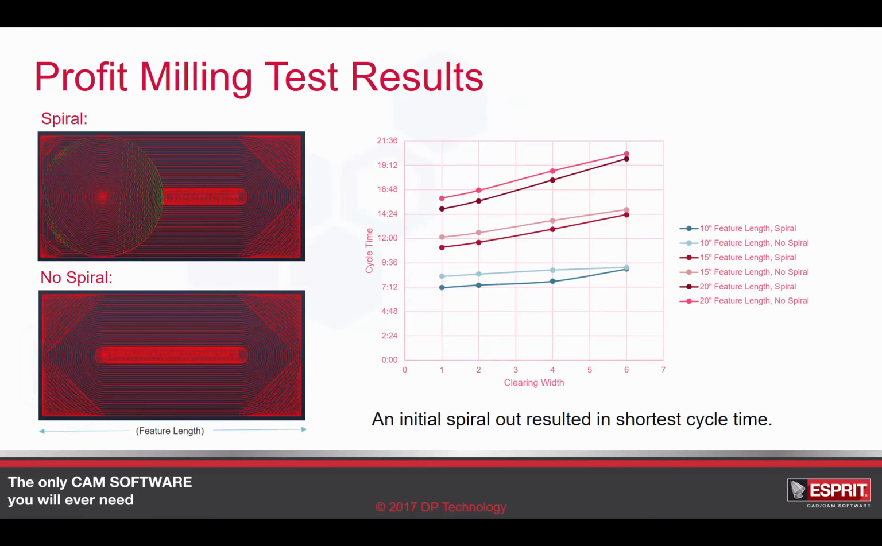So on this slide, we see our new toolpath on the top with the spiral as compared to the old profit milling toolpath without a spiral. And as I mentioned on the previous slide, the productivity increases of 5 to 10% depended on the feature length. So we did a variety, a 10, a 15, and a 20-inch feature length test cut, and you can see the reduction in cycle times for each cut.